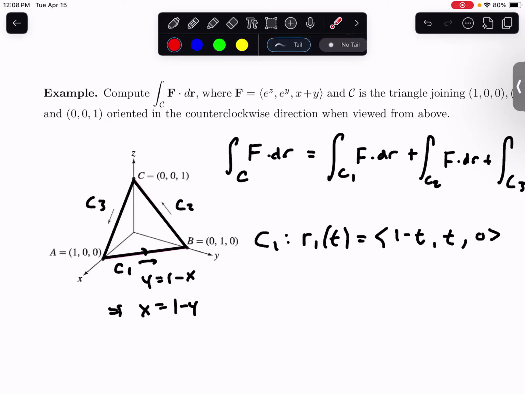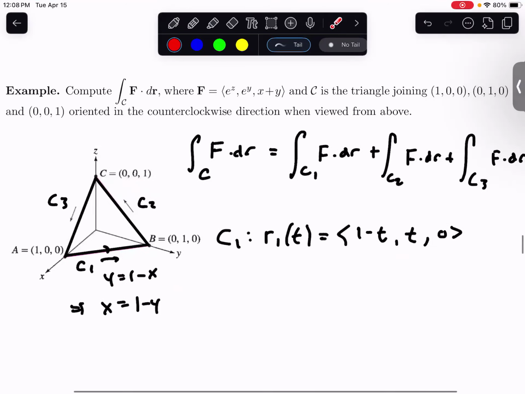So I'm saying t is equal to x. Oh, wait, never mind. I'm saying t is equal to y. Sorry, I'm not explaining myself very well. I'm saying t is equal to y. And if t is equal to y, that means x is equal to 1 minus t. That's another way of thinking about this. All right, so this is what the parameterization of this line is going to be.